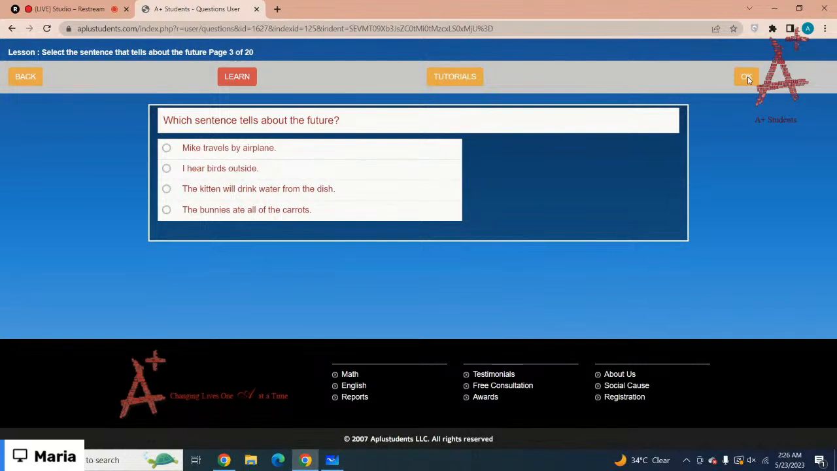It would be the kitten will drink water from the dish. Option number 3 is the correct option.